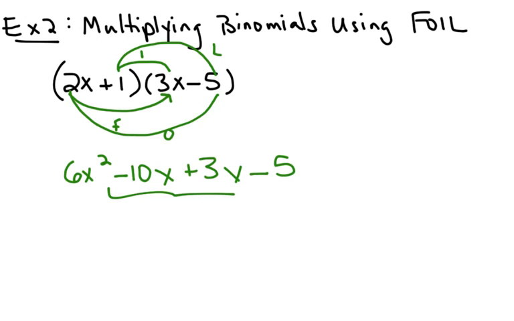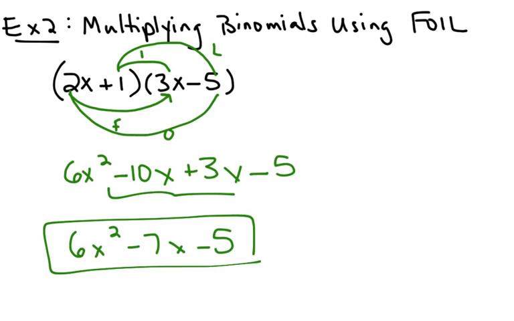And then you get these two numbers in the middle that are like terms, so negative 10x and 3x is negative 7x minus 5. Some of you may be able to skip this step. However, if you can't, don't. Now, we don't usually like to call this process FOIL because of the next problem.